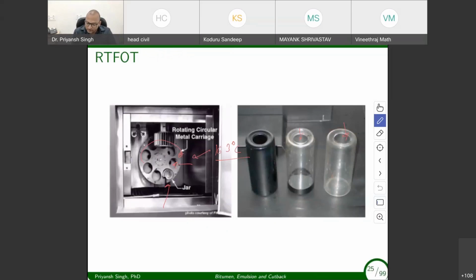And now, because these bottles are big, we are putting around 33 grams of sample here. So that will give a very thin film on the surface of this bottle. And that's why the name thin film came into the picture. And rolling, because this carriage will be continuously in the rolling position. Now rolling will help to maintain the thin film inside this bottle.